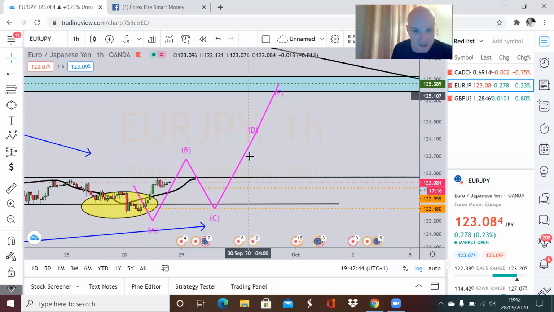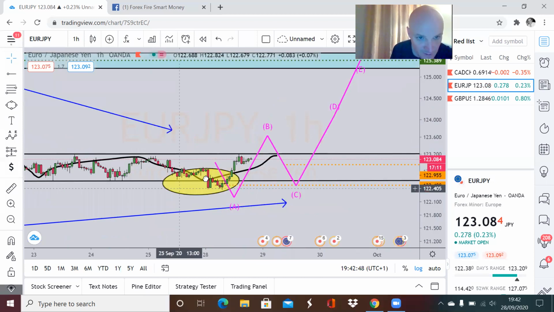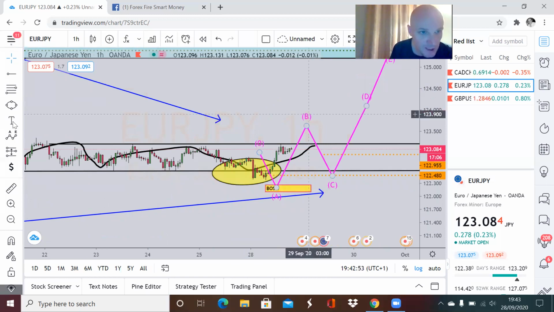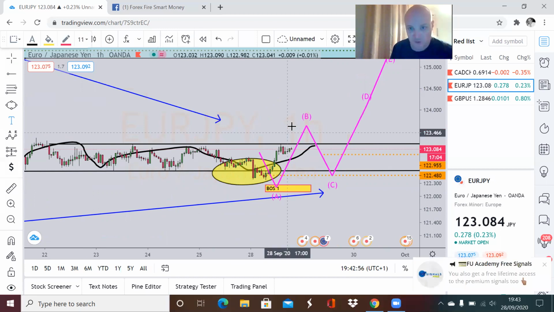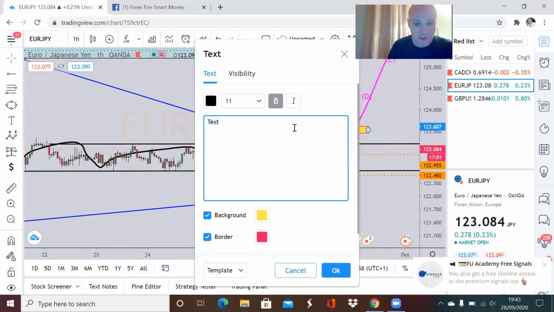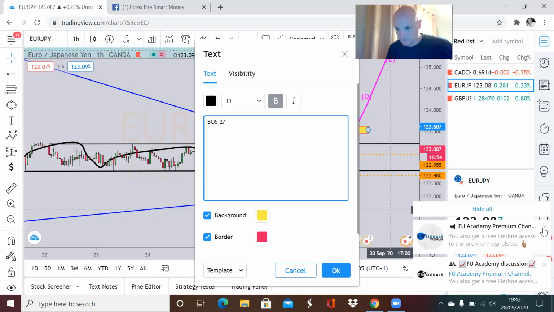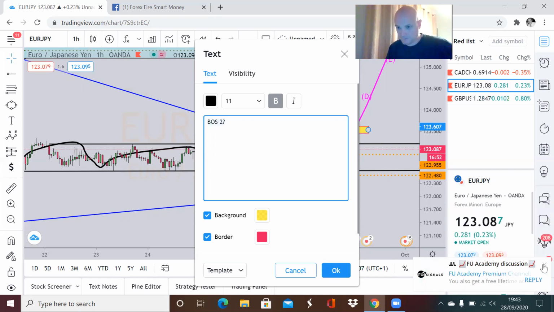Just ignore the DNA at the moment. Because we've got the break of structure 1, and what we'll do is we'll pull this to here. We've got the break of structure 1. You're waiting for the potential break of structure 2, so we can see a BOS2. Let's have a look. We're waiting for the break of structure 2.